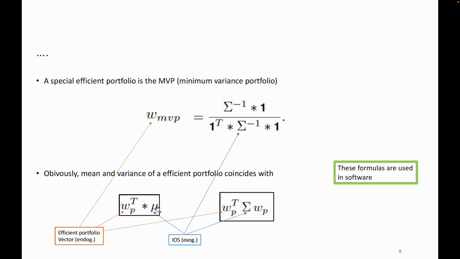Now, just to come back and go a few loops to get everyone on board, the mu and the sigma are exogenous, as we say, because in Markowitz it's assumed they are known. What is endogenous here is the decision variable, what the investor can affect, and that is the W, the portfolio holding. Good. And it's exactly these formulas that I use in financial software.